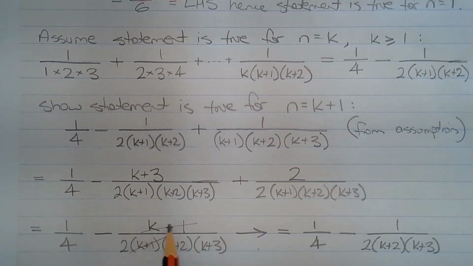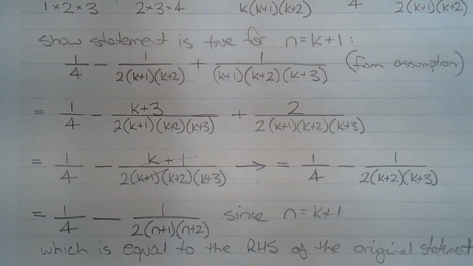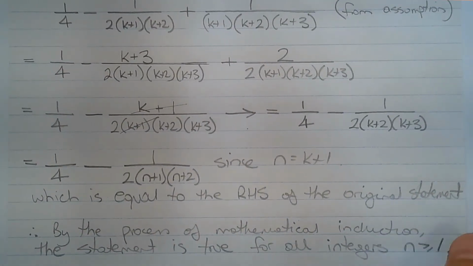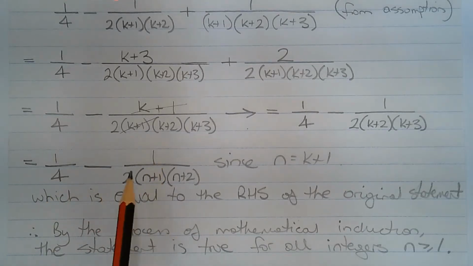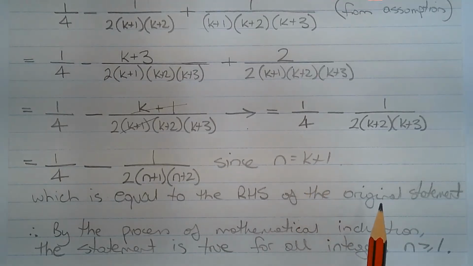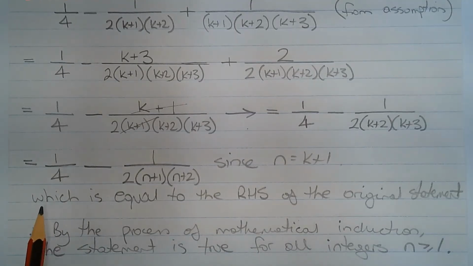And the k plus 1 in the numerator cancels with the k plus 1 in the denominator here. And that equals 1 over 4 minus 1 over 2 times k plus 2 times k plus 3. And that equals 1 over 4 minus 1 over 2 times n plus 1 times n plus 2, since n equals k plus 1. So we can replace the k with n, and we end up with something that looks like the right-hand side of the original statement. So just make the point here, which is equal to the right-hand side of the original statement.